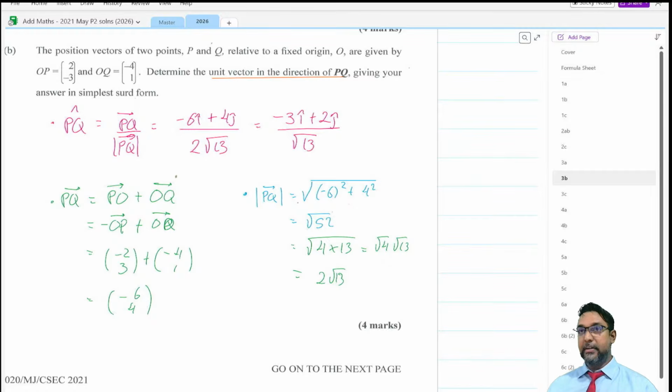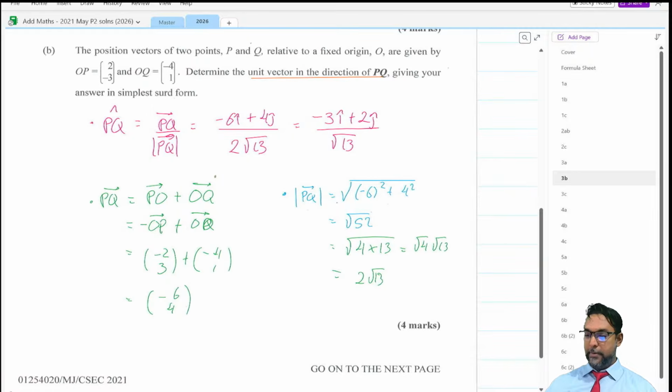Alright, ladies and gents, we okay with the vectors question there? Yes. Any questions, problems, issues, anything?